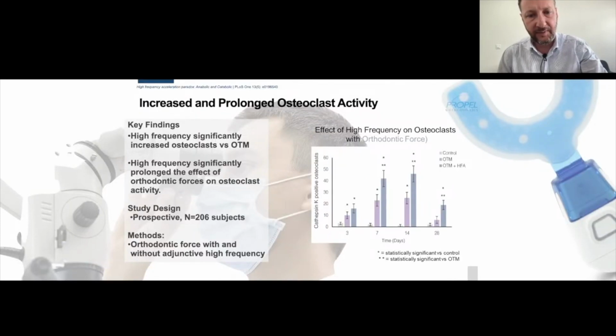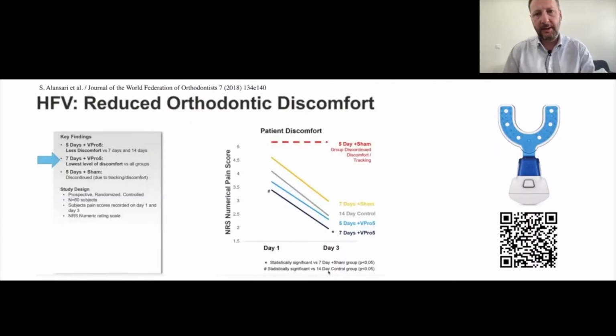Let me go back here to this other study. Besides promoting a better bone remodeling process with the bigger presence of these cytokines, these inflammatory cells, now I'm talking too much about biology and cells, but it's important for you to understand this concept. By promoting a faster bone remodeling process, we allow the periodontal ligament to decompress faster and the patient to feel less pain, to be more comfortable.